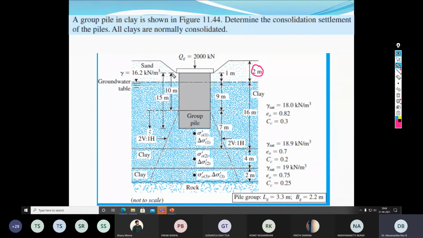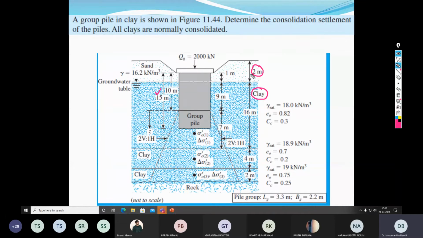Now, the total length of the pile is 15 meter. As we can see from this picture, total length of the pile is 15 meter. And the 1 meter is embedded in the sand, and the remaining 14 meters is embedded in clay. 14 meters embedded in clay.